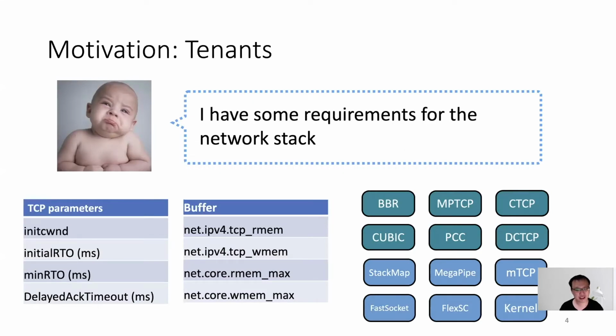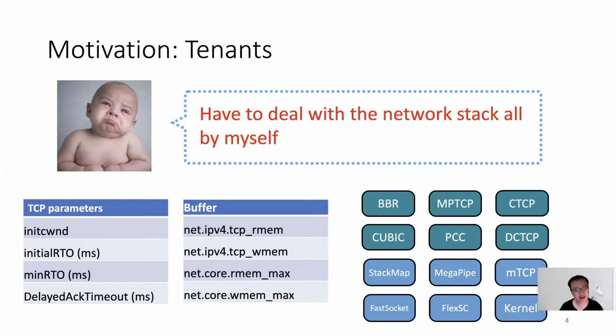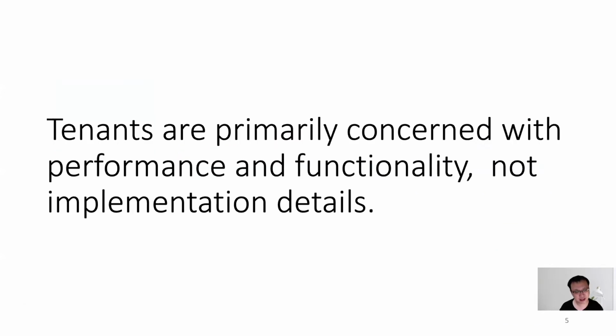First, for the tenants, if they have some special requirement for the network stack, they may need to tune the TCP parameters, for example, initial congestion window, initial RTO, min RTO, and delayed ACK timeout, and also some kernel parameters, for example, socket buffer. And if they have some special requirements, they may need to install advanced congestion control algorithms and user space networks. In summary, the tenants have to deal with the things regarding network stack all by themselves. But in fact, the tenants are primarily concerned with the performance and the functionality, not the implementation details.